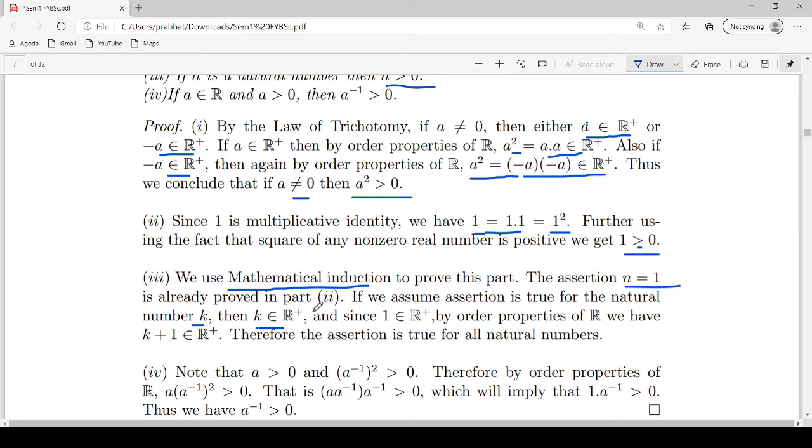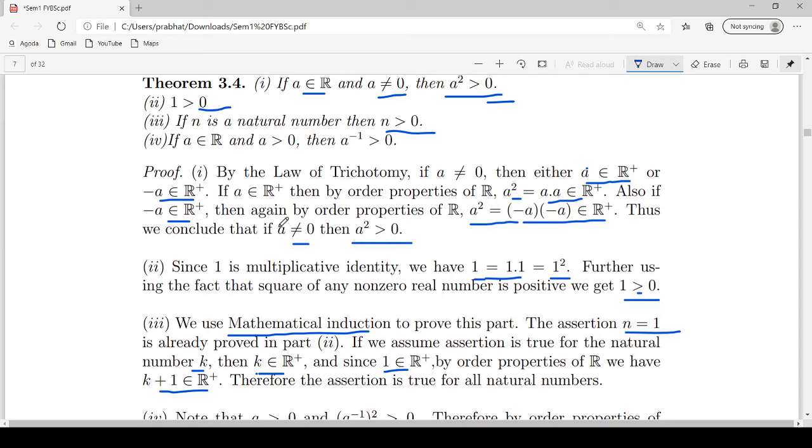Now k belongs to R plus, and we already know 1 belongs to R plus. Then by using order properties of R, we can say addition of two positive real numbers is positive. Hence k plus 1 is positive. That means k plus 1 belongs to R plus. That is k plus 1 is greater than 0. So our assertion is true for k plus 1 also, and that proves by the principle of mathematical induction that every natural number n is greater than 0.